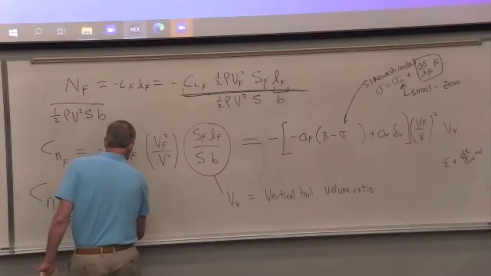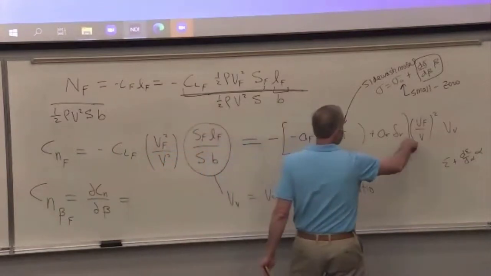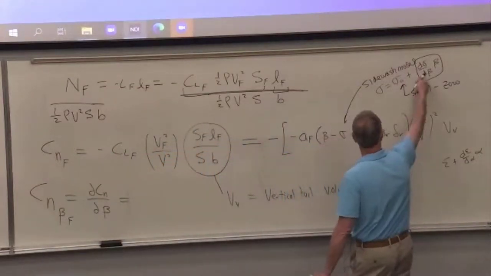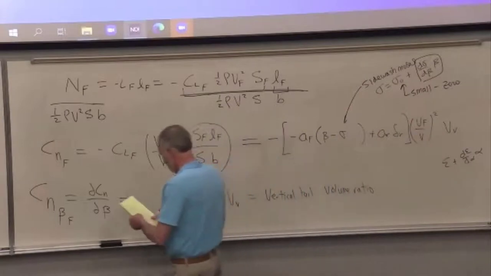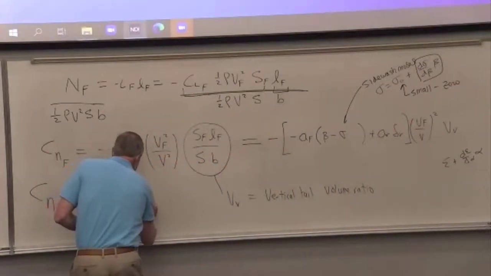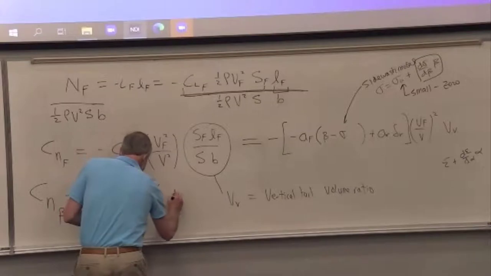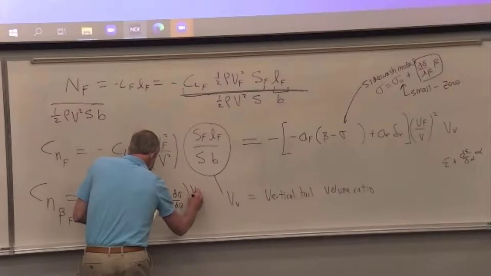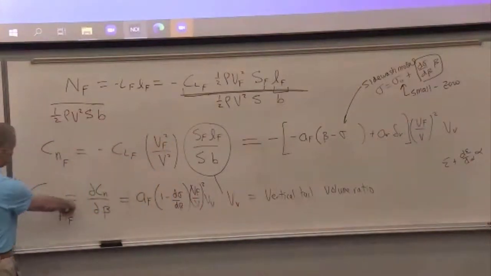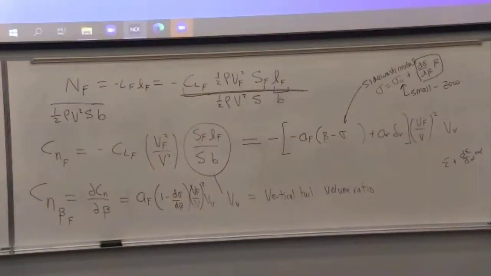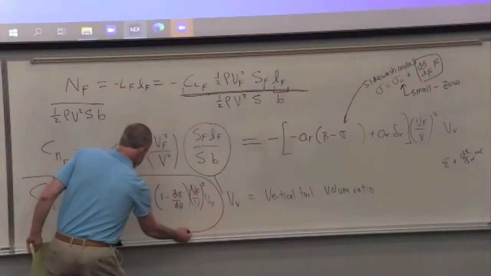So we don't get anything from the rudder because that's not stability. The beta shows up in these two places. And so we get a nice formula for the stability derivative. How does the yawing moment change with respect to beta? Let me separate that out. This is this part here.